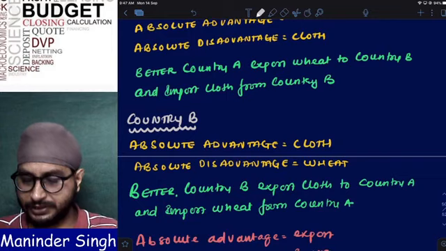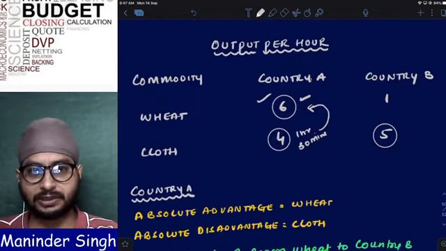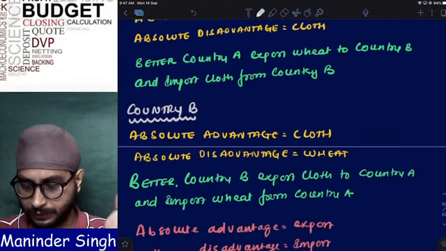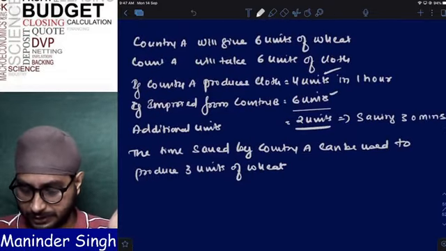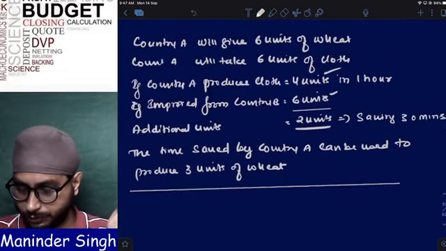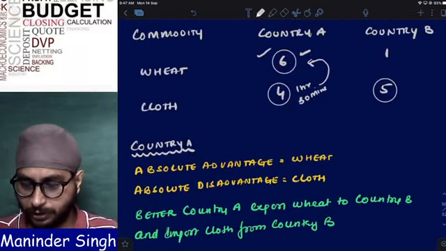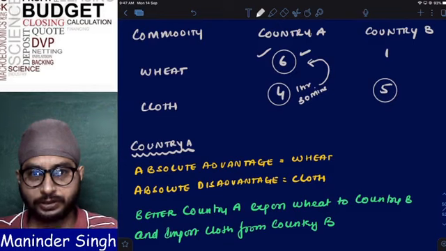Now, the same thing happens with country B also. Should we analyze country B also? Let us understand the same thing from country B's point of view. In country B also, tell me how many units of cloth I am giving?